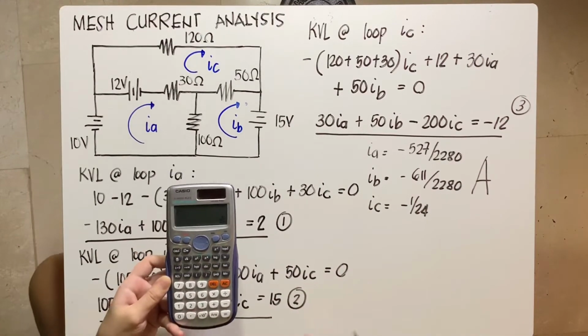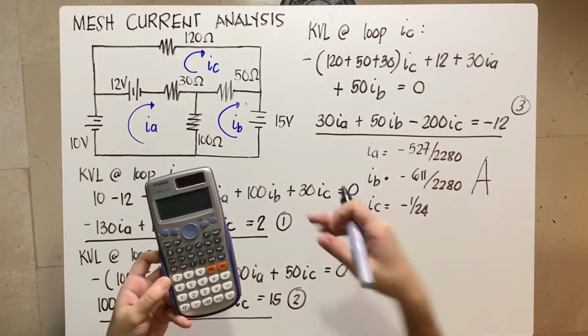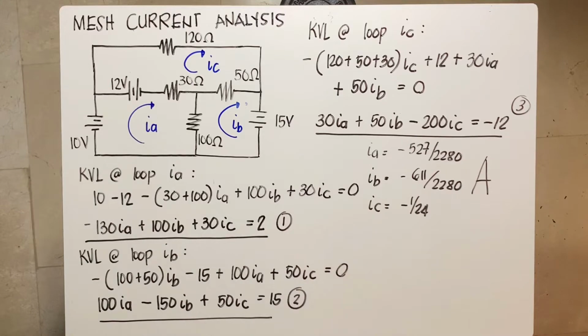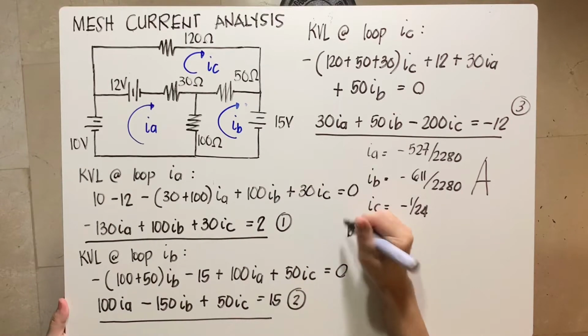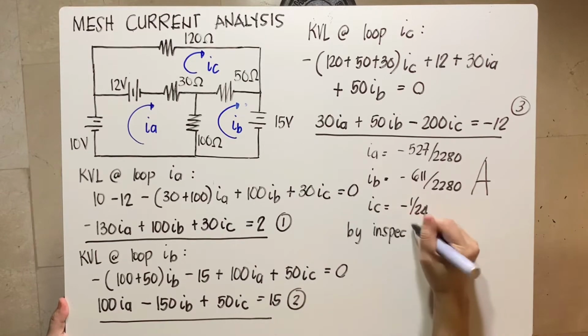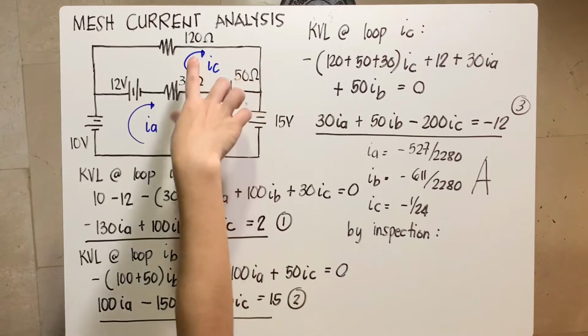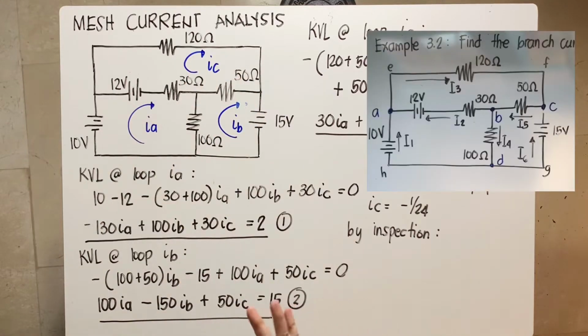After solving, what is the next step? I already said inspection is next. Let's do inspection while the values are still here and there's still room. Before we inspect, let's assign branch currents first. I'll assign the same branch currents I used in our previous example, so that later on we can compare them side by side to see if the answers are the same.